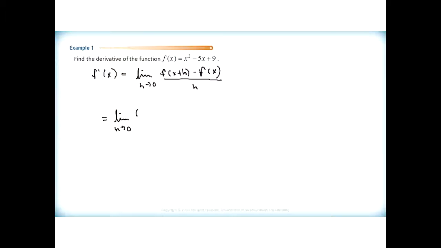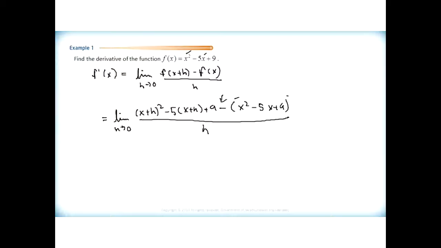And f of x plus h will be (x plus h) squared minus 5 times (x plus h) plus 9. All I did there was replace all my x's with x plus h's. Now I'm going to subtract f of x, which is x squared minus 5x plus 9. Notice I use these parentheses here because I want to protect all of this, because I have to subtract it all. So all those signs are going to have to change eventually. If we don't use those brackets, we sometimes forget to change them. So that's all divided by h now.